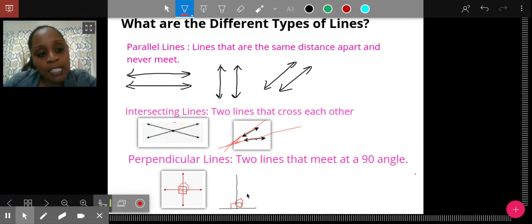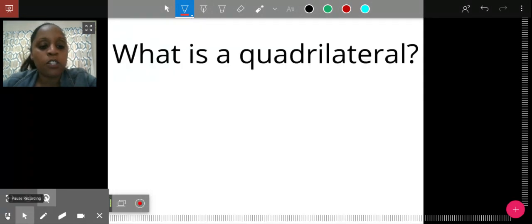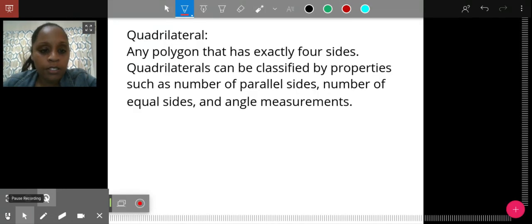Now, you can classify quadrilaterals based on whether or not they have parallel lines, whether or not they have right angles. So that's what we're going to move into next. So we'll first start off by talking about what is a quadrilateral. Well, a quadrilateral is any polygon that has exactly 4 sides.